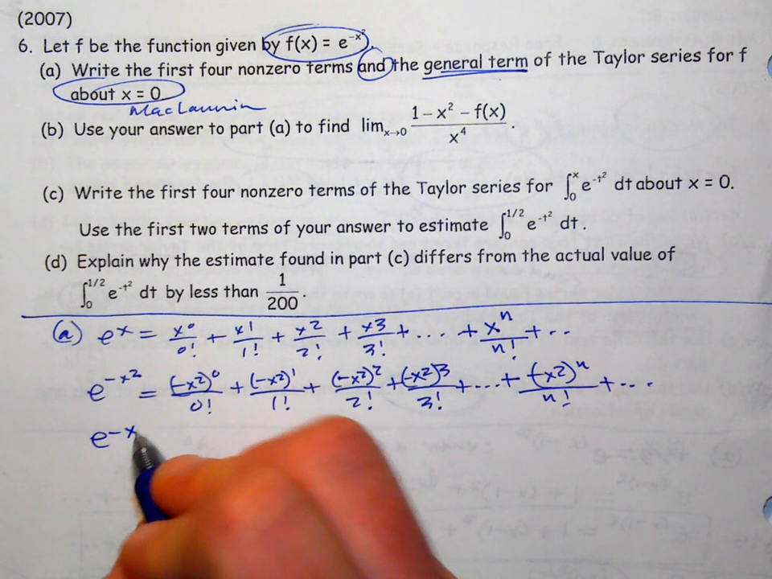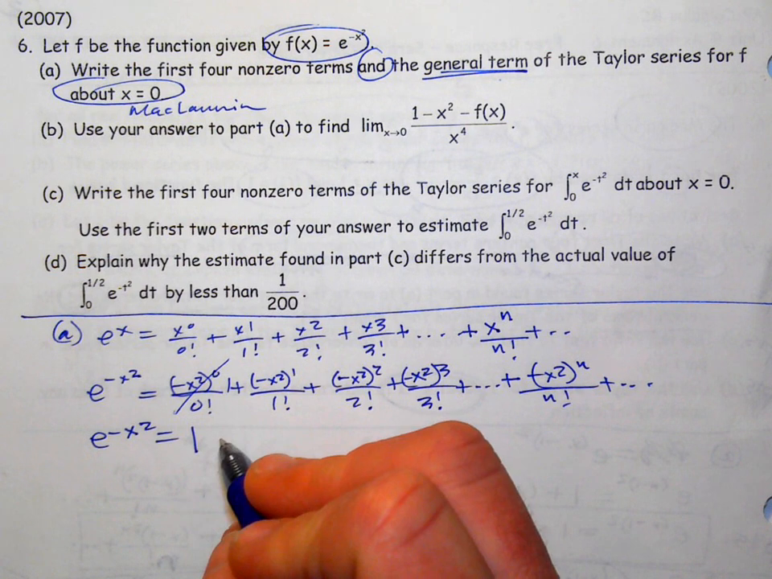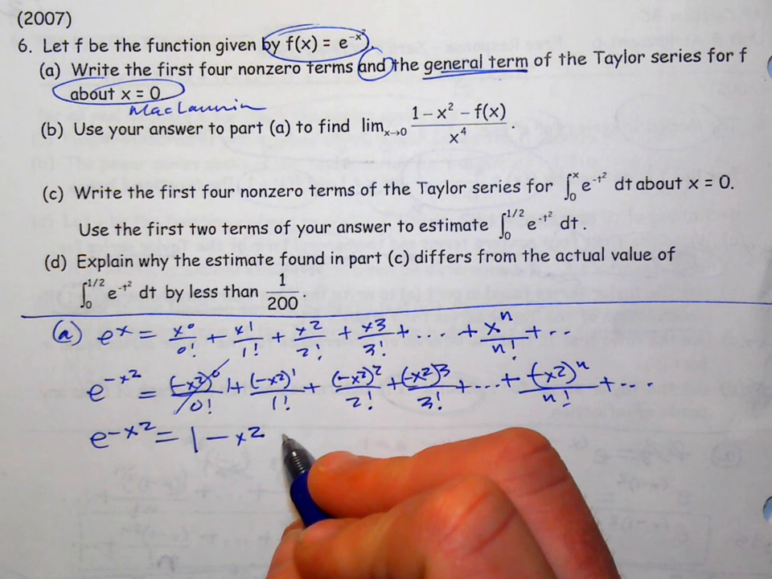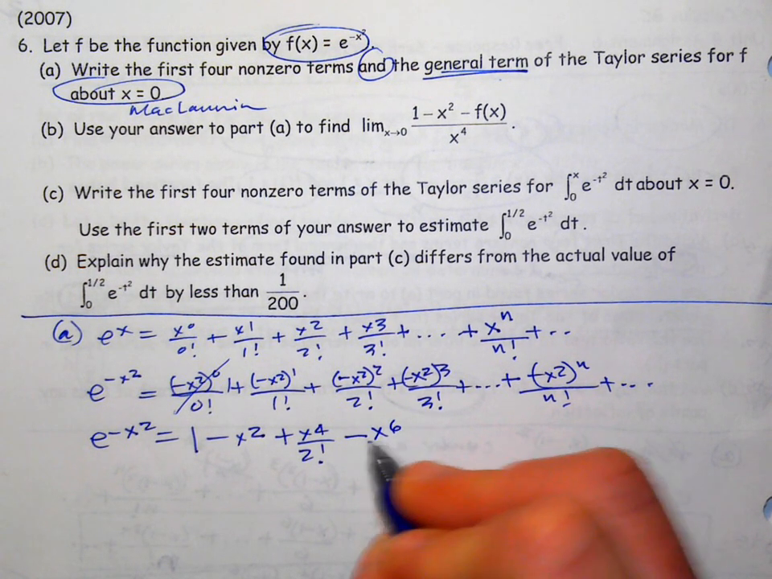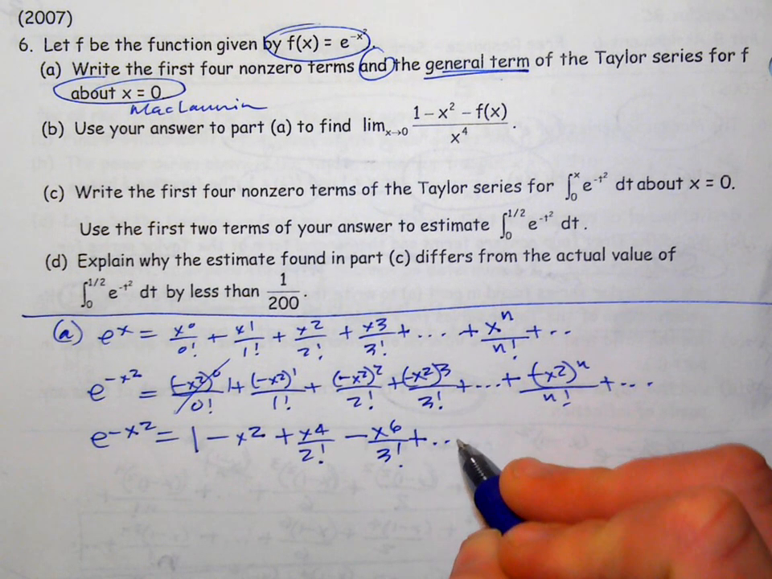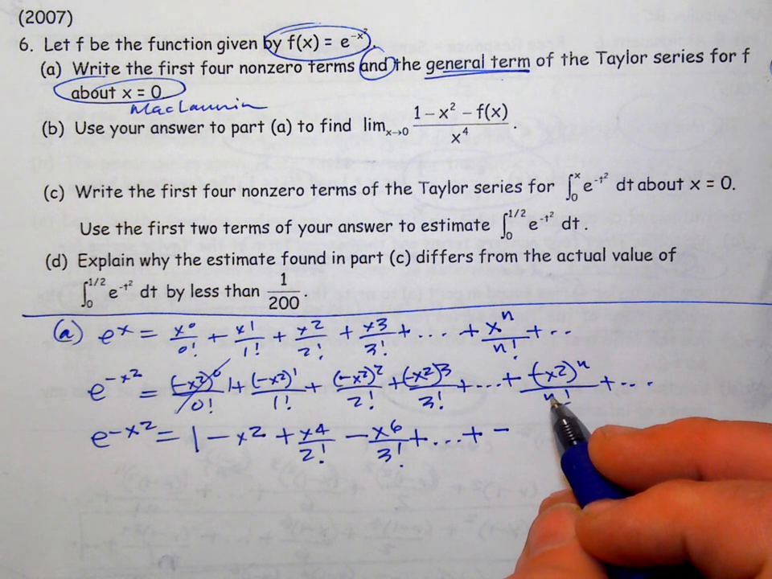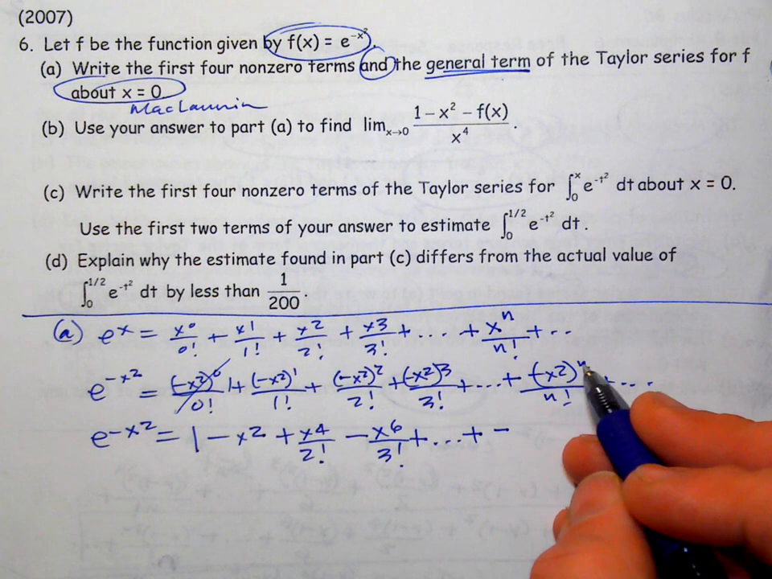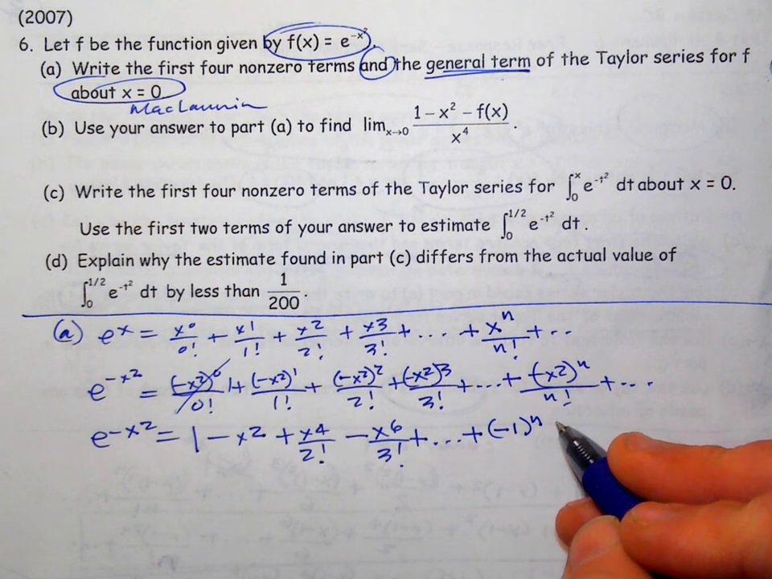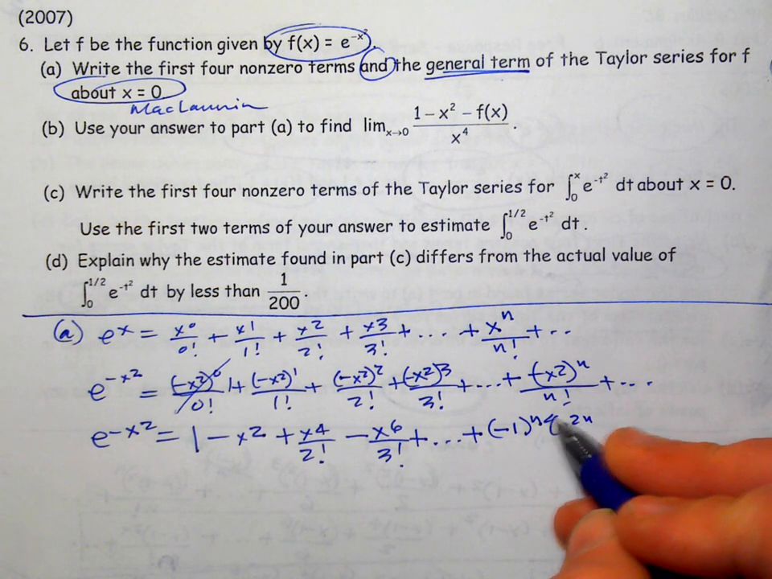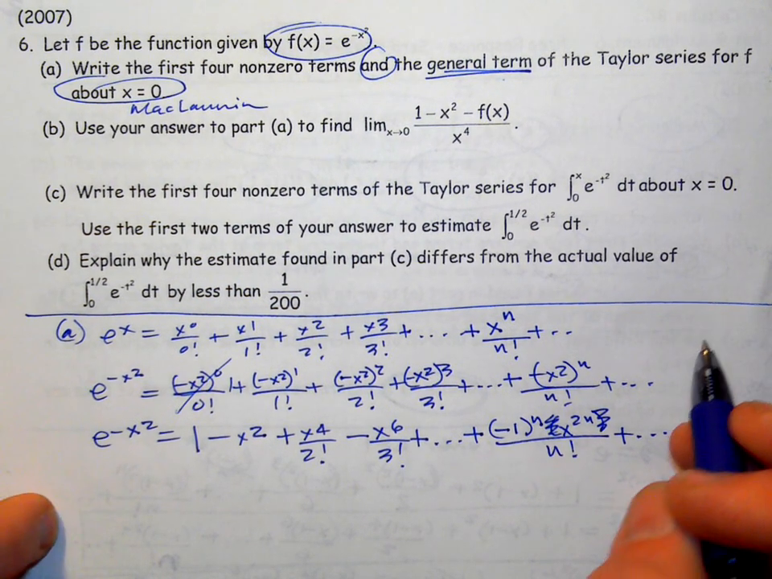So if we clean that up, for e to the negative x squared, we're looking for the first 4 non-zero terms. So this is 1 minus x squared plus x to the 4th over 2 factorial minus x to the 6th over 3 factorial. So that's the first 4 non-zero terms. And then we could just write the general term the way we have right here. A lot of times, this is an alternating series, as you can see, it has a negative. A lot of times we do separate the negative and the alternating part, which can make it easier for other things. So that's what we're going for here.